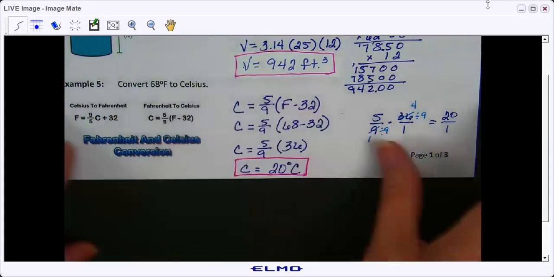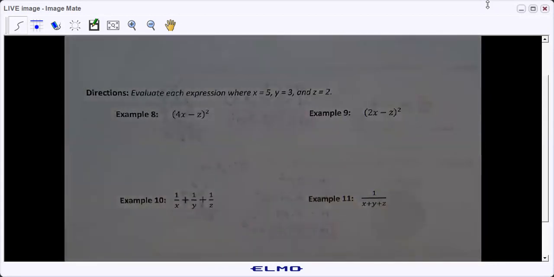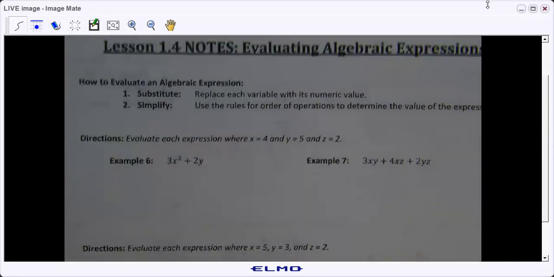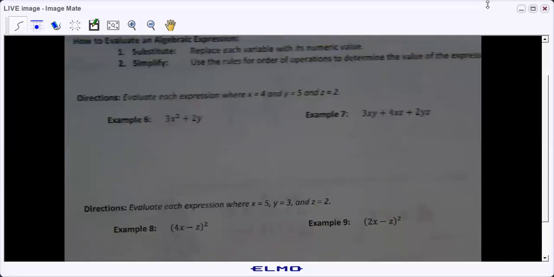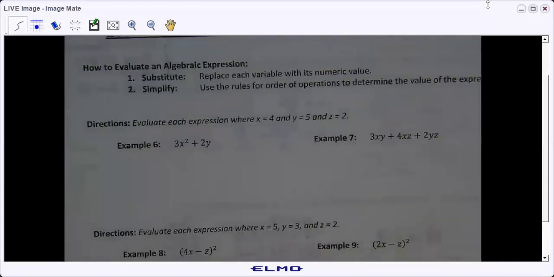It's something a little bit different. We're still substituting values in for variables, but these are not formulas. They're just expressions, okay? Expressions because there is no equal sign. Okay, so how do you evaluate an algebraic expression? You're going to write out your problem, and you're going to substitute all values into the variables, and then you're going to simplify the expression, or basically solve.